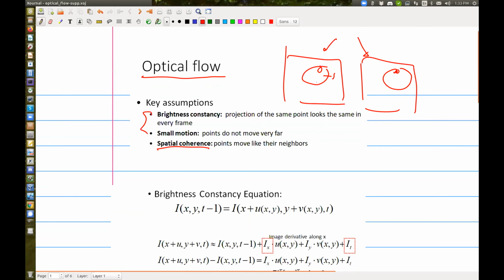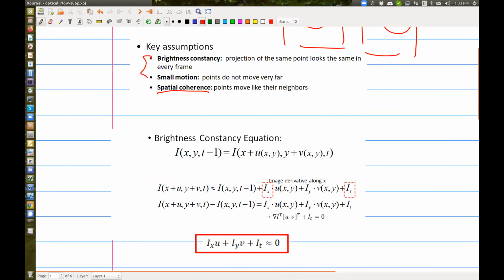Based on this brightness constancy condition, let's say we have U and V as the motion field, where U(x,y), V(x,y) is the motion in the x and y direction at pixel x and y. Then in the next frame, from t minus 1 to t, I should have this simple equation: in the next frame, shifted by U(x,y) and V(x,y), it should be equal to the previous frame at x and y.